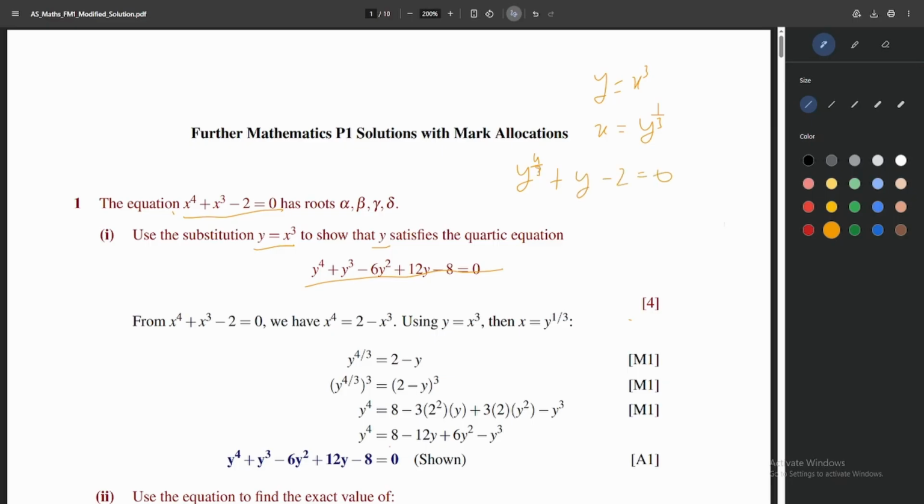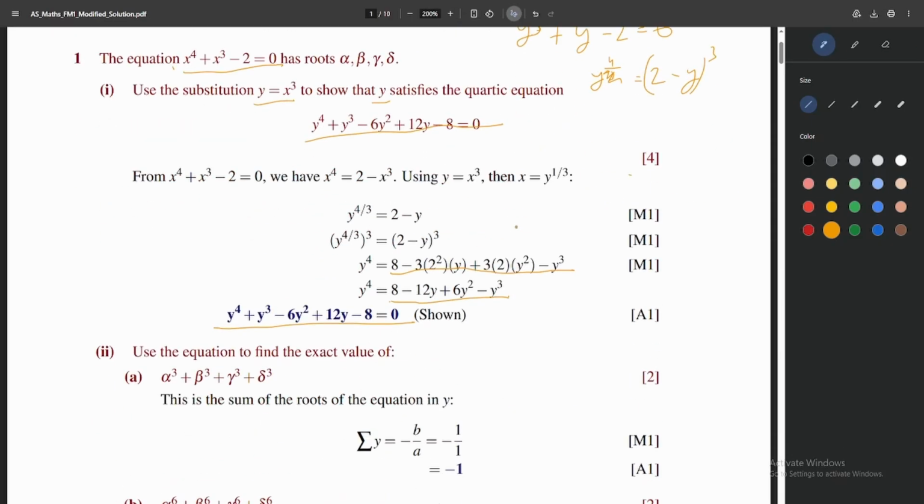Then since this has a weird fractional power, we want to make this the subject and then cube everything to remove it. So y to the power 4/3 is equal to 2 minus y, and then we cube both sides and use the binomial expansion, and then we come to this step. And then we simply simplify, and when we get this, we just rearrange to get the final equation. So pretty straightforward.